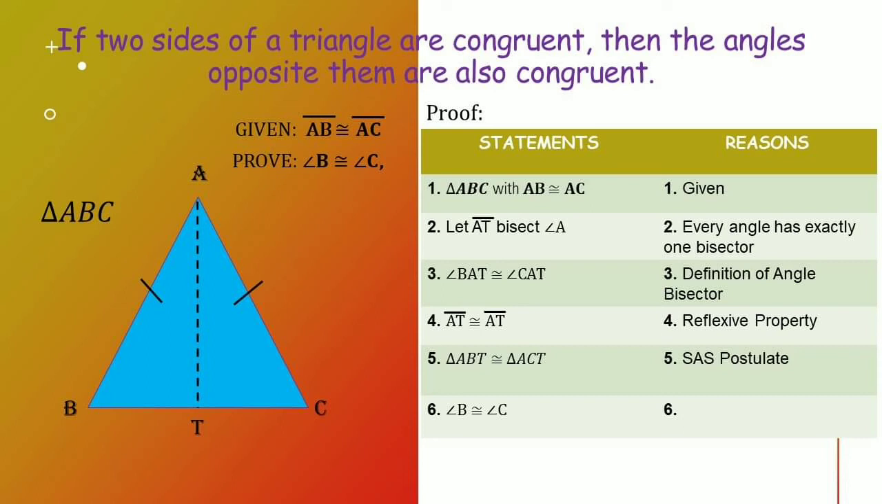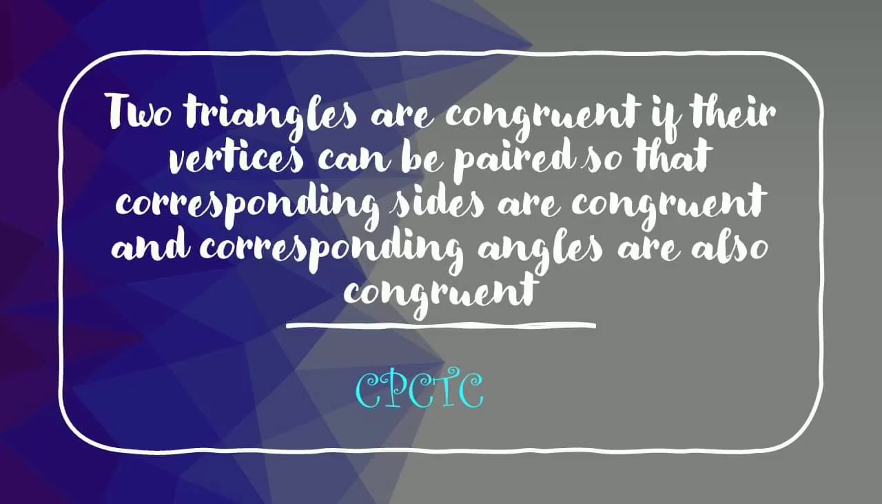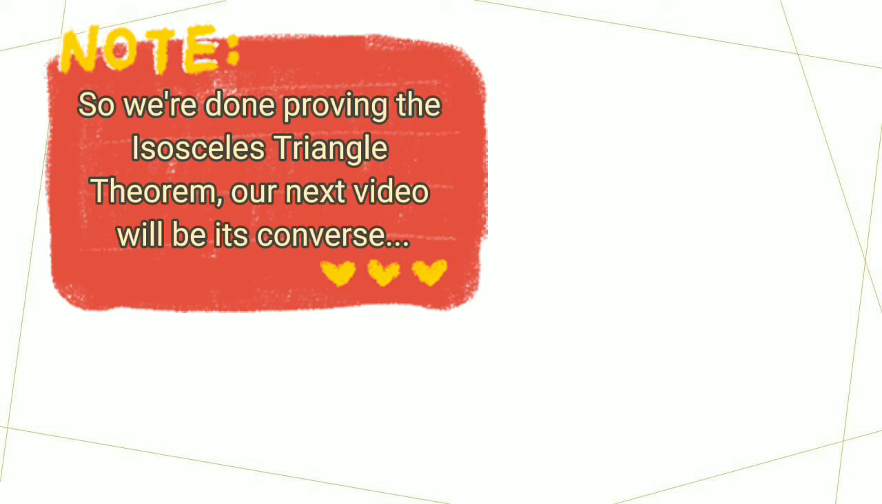So, we all know that if two triangles are congruent, all of their corresponding parts are congruent. So, kahit anong postulate pa yan, SSS, SAS, ASA, or SAA theorem, meaning yung angle B is congruent to angle C, ang reason ay CPCTC. So, ano nga uli ang CPCTC? Two triangles are congruent if their vertices can be paired so that corresponding sides are congruent and corresponding angles are also congruent. So, we're done proving the isosceles triangle theorem.